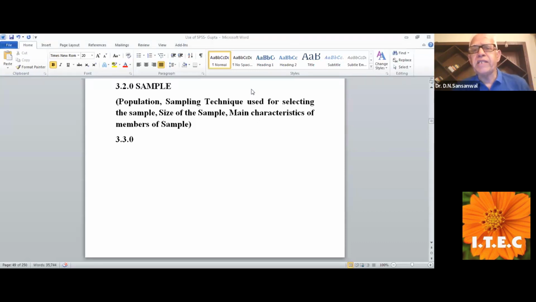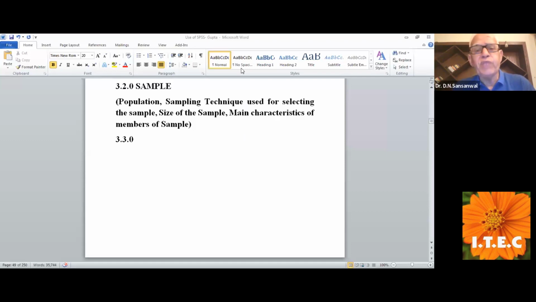Now, main characteristics means: were there males, females, belonging to which type of families, etc.? Are they from urban area, rural area? Are they from small family, large family, etc.? Those characteristics which are likely to make a difference in your study. Because your study is an experimental study, and the dependent variable is achievement in Hindi concepts. So whatever you think can influence this particular variable, you should see that your sample represents those. So you have to decide.